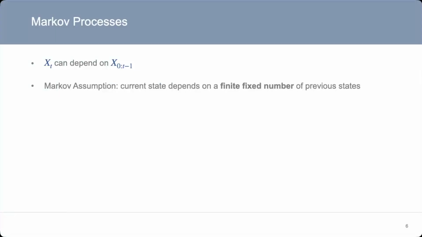Therefore, we make an assumption called the Markov assumption, where the current state depends on a fixed and finite number of previous states. Using that assumption, we can define multiple types of Markov processes. In a first order Markov process, for example, we can say that X_t depends only on X_{t-1}. In mathematical terms, we can write it as: the probability of X_t given X_{0:t-1} is the probability of X_t given X_{t-1}.